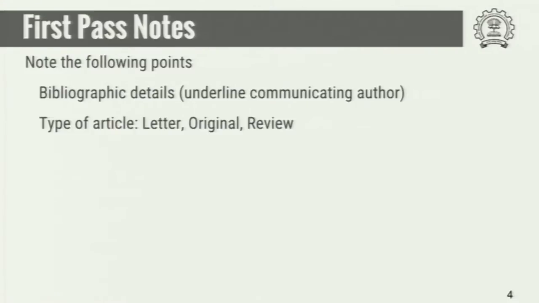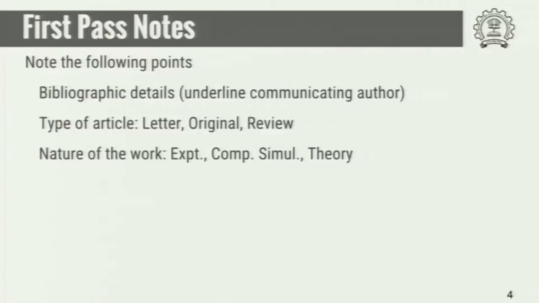So look at who is the communicating author, and then try to quickly classify the paper, whether this is a review paper, or a short communication, adding something to the existing body of knowledge by some small improvements, or an original article, which is some detailed investigation. Then we can also categorize what kind of work is reported: whether experiments have been conducted and it's mainly reporting experimental work, whether it is some computations and simulations, or some new theories being proposed and developed.